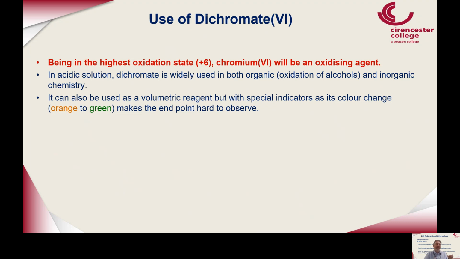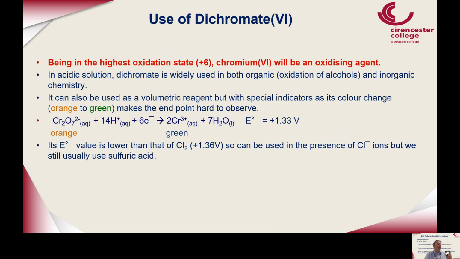It's not so good, as it doesn't have a self-indicating property like manganate, because orange to green is a bit iffy. So we need to use special indicators. Orange becoming green. Its potential is +1.33, and its value is lower than that of chloride.